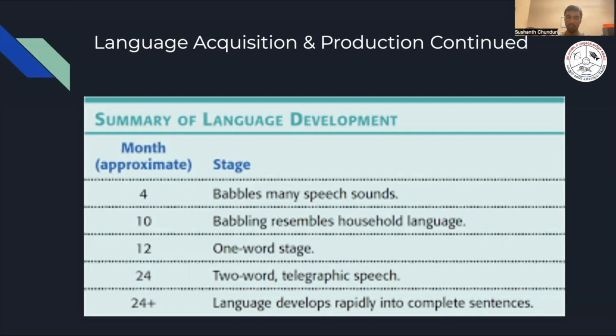By 24 months, they learn 2-word speech, which is essentially they can say one noun and one verb. Like they could say mom, milk, or mom, go, or dad, here. They can say that, but they can't say anything past that. And then after 24 months, speech develops rapidly into complete sentences. So that's what the critical periods are. 24 months is probably a critical period where speech develops really, really quickly. If you miss that critical period, it's going to be really hard to learn and catch up.